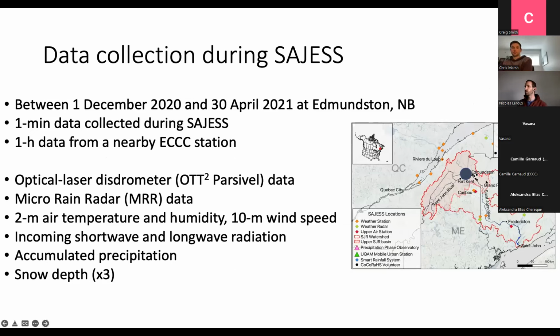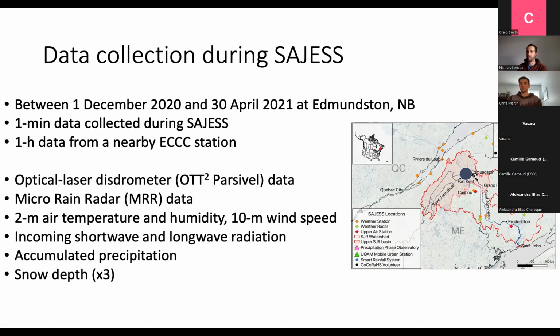So SAJESS took place in Eastern Canada in Northwest New Brunswick in Edmundston, and took place between December 1st, 2020 and April 30th, 2021. And we collected 1 minute data during SAJESS, and in this research, we're also using 1 hour data from a nearby ECCC station that was approximately 100 meters from our main station. And so within the data we're using, we're using optical laser disdrometer data, as well as micro rain radar data. I'm going to go back to that just a bit later.